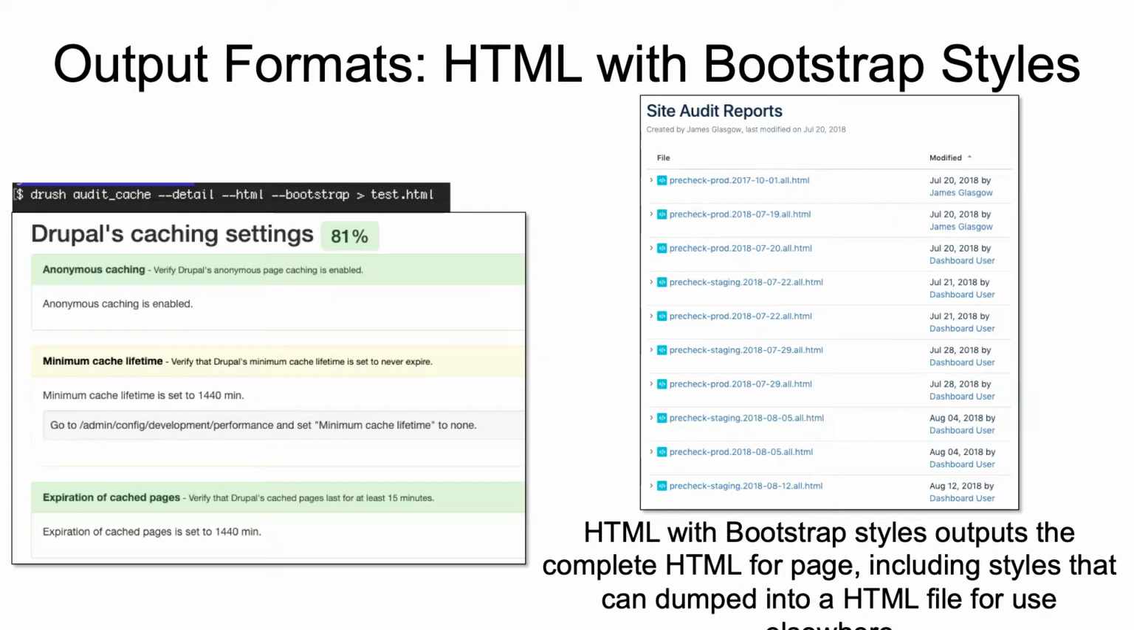You also have the option to get HTML with Bootstrap 3 styles embedded. This outputs the complete HTML for a page, including the styles, which can then be dumped into an HTML file for use elsewhere. For instance, if you look on the right-hand side here, we have an automated script that will generate a Site Audit report on a weekly basis and upload the file to a Confluence page. We do this for both staging and production sites, for the different sites that are on our platform. For each site we have a Confluence space with a page for their Site Audit reports.